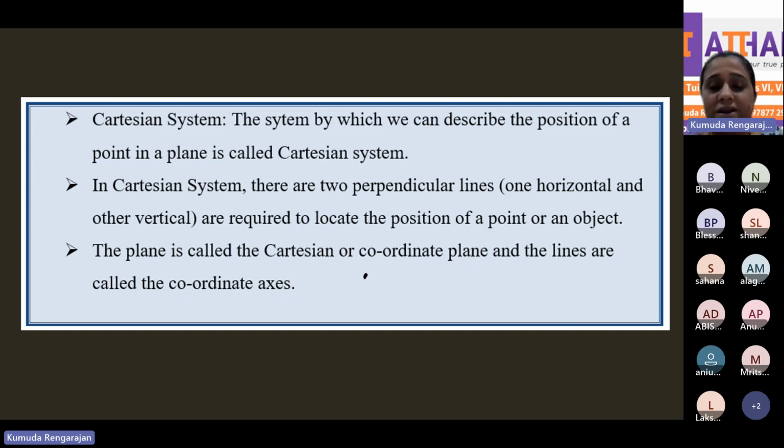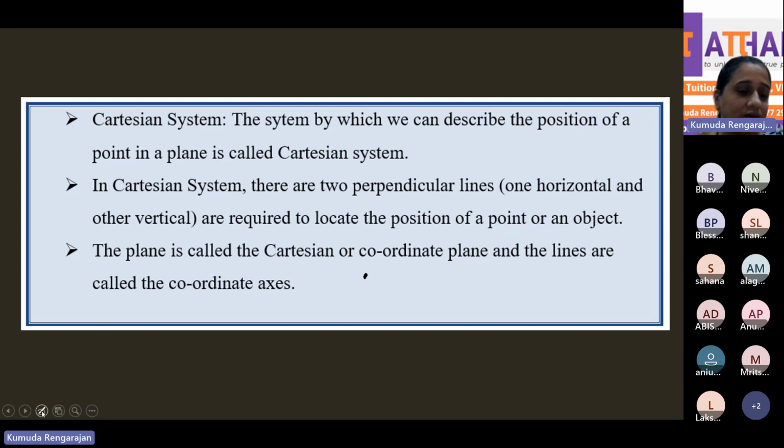So in order to give an address to this point, which lies on the plane surface, we need two lines. The horizontal line, which is called the x-axis, and the vertical line, which is called the y-axis. To give an address to this point, we take the help of two lines. With the help of these two lines, they're not line segments, they're lines, we will be able to give an address to any point that lies on a plane surface.